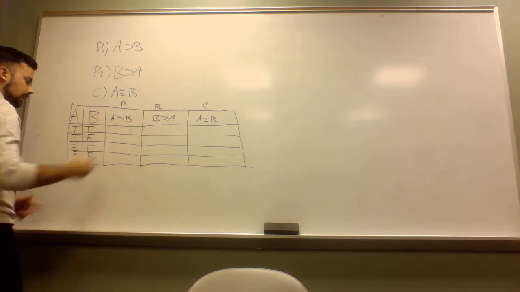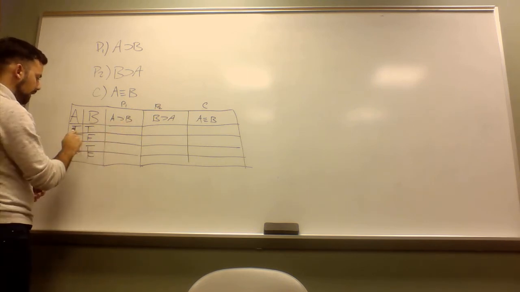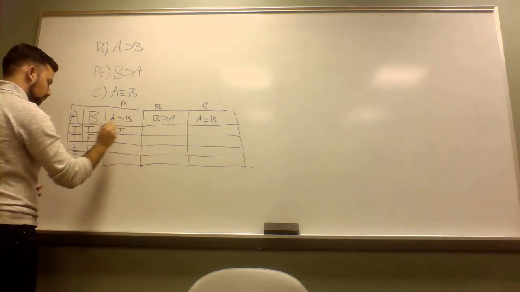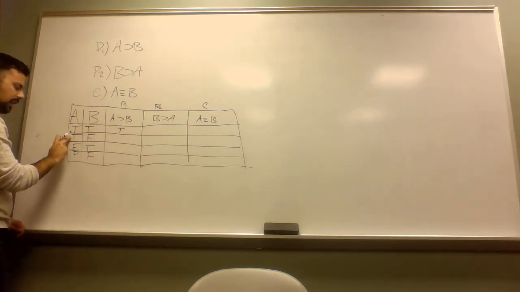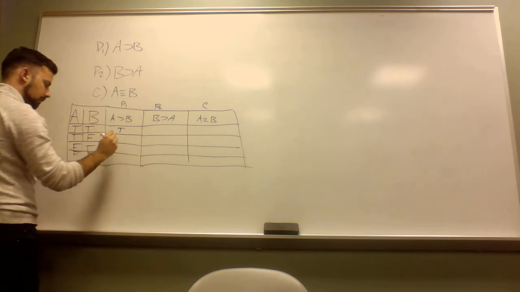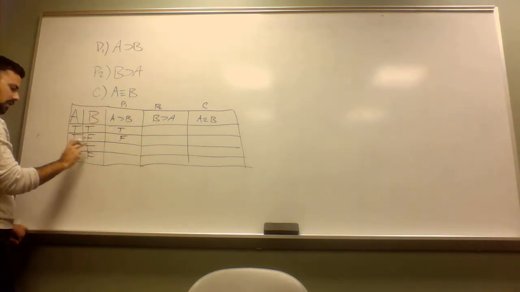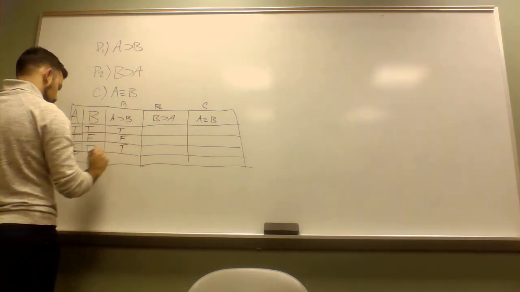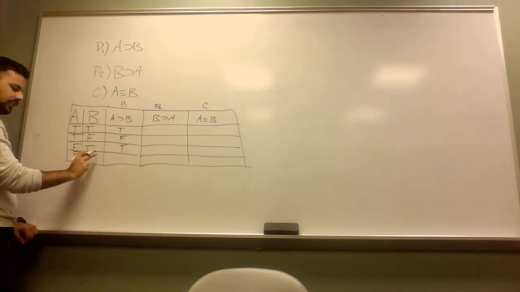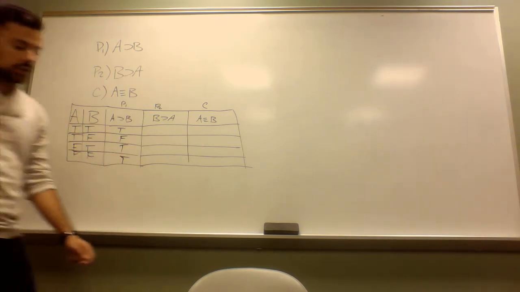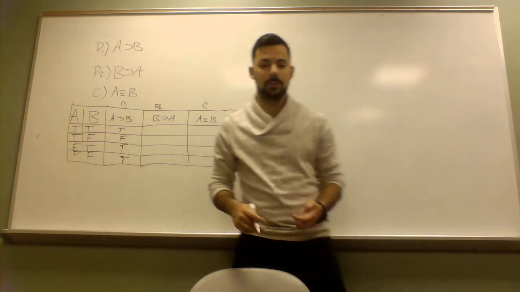If A, then B. So, if true, then true is true. In this case, if true, then false. False, remember. If false, then true. True. If false, then false. True. Now, here's the good thing about this in terms of truth tables.